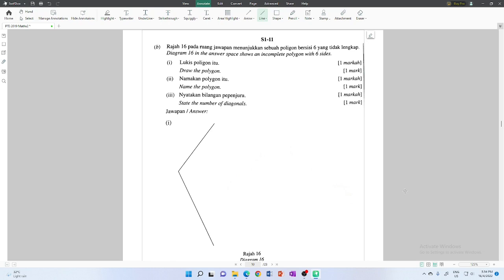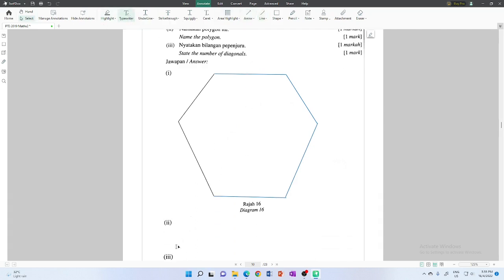For question B, need to draw a polygon with 6 sides. So we need to draw a straight line using a ruler. Draw another 4 sides for this polygon: 2, 3, and 4. That's it. And need to name the polygon. So this polygon with 6 sides is called a hexagon.